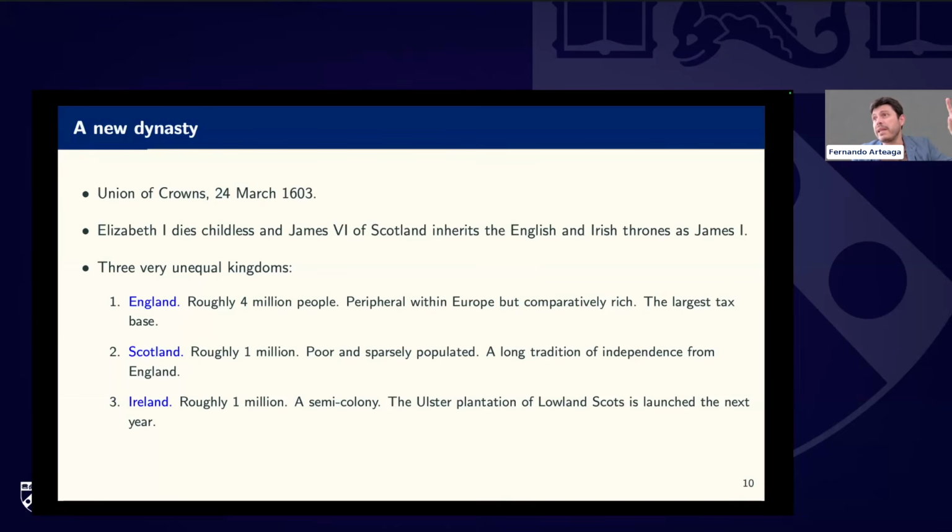And it had been even more irrelevant a couple of hundred years earlier, in the times of the Hundred Years' War. Remember, the English king had possessions in what today is southern France, but after the Hundred Years' War, it lost all of those possessions. So it's a relatively peripheral and poor country. The same is true for the rest of the British Isles, Scotland and Ireland. And Elizabeth I dies without an heir, and the closest heir is the King of Scotland, who then becomes the King of England, James.